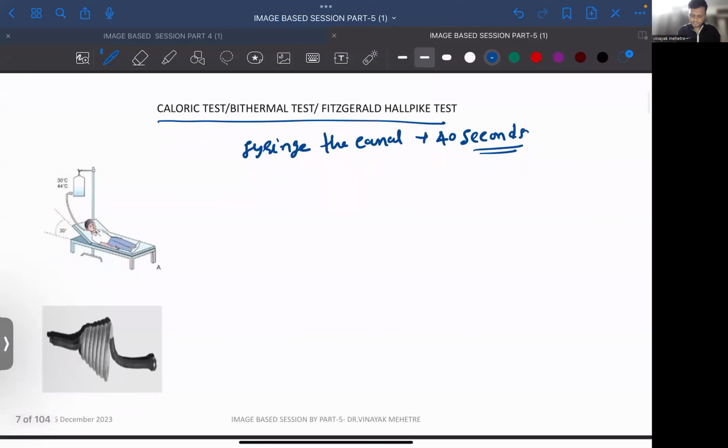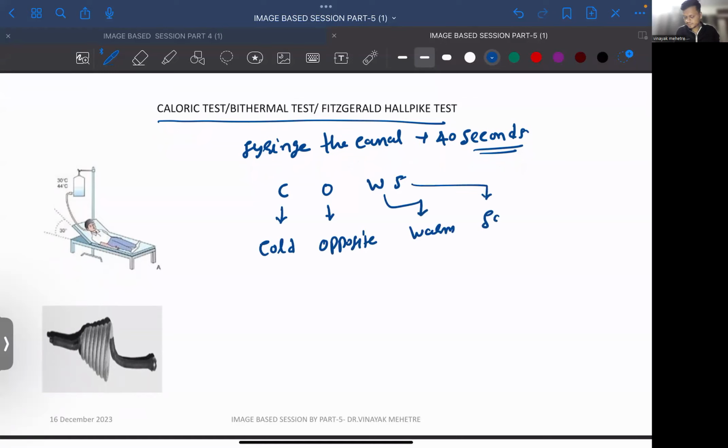Now remember one mnemonic, that is COWS. Cold water: the deviation will be in the opposite ear. If you are using warm water, the deviation is in the same ear. Same ear has the problem. That is the meaning of this.